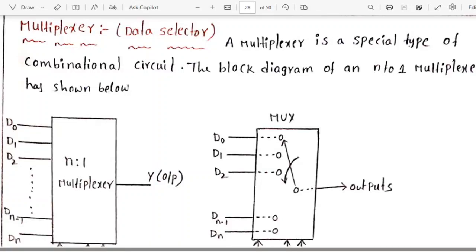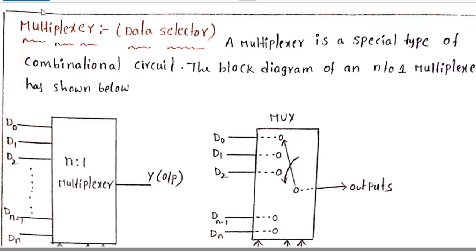In this class, let us discuss multiplexer. So multiplexer is also called a data selector. A multiplexer is a special type of combinational circuit. The block diagram of an N to 1 multiplexer is shown below.